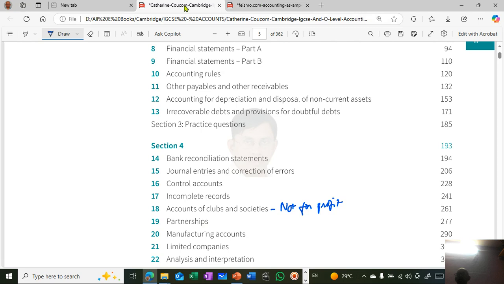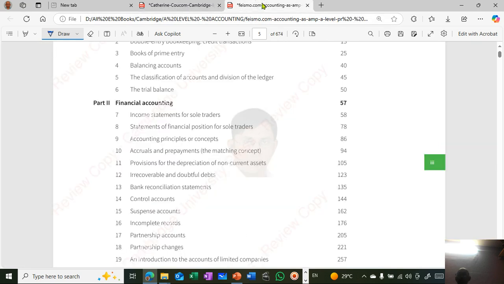So then, control accounts are here also, right? Control accounts are here also. See, control accounts are here also. So this is AS level and A level both. So one subject, one book for both. Okay. So till here, this is AS level. From here onwards, it's A level.